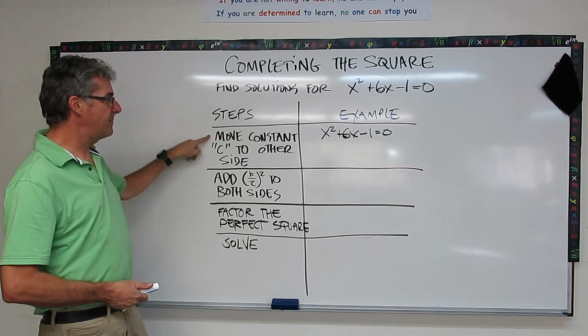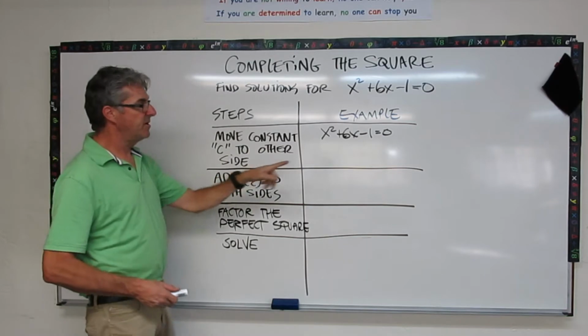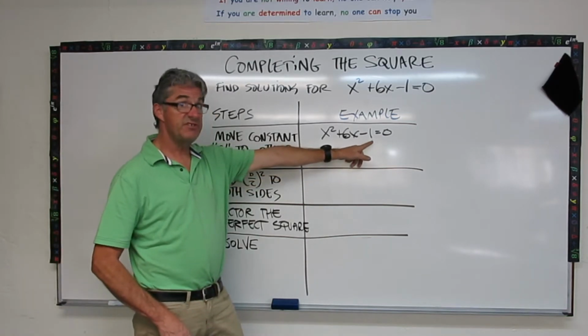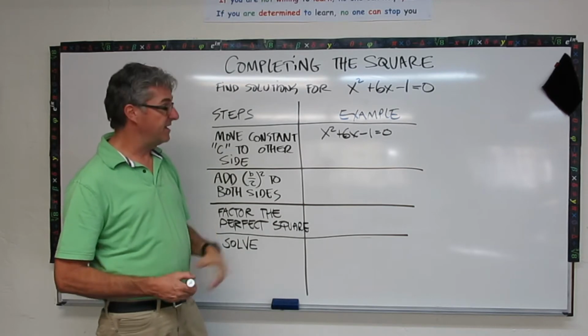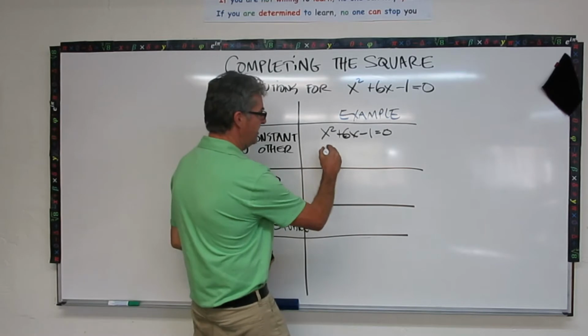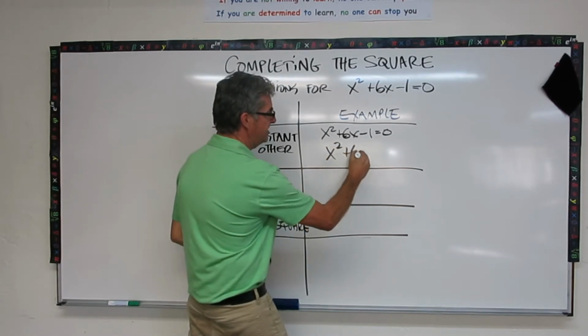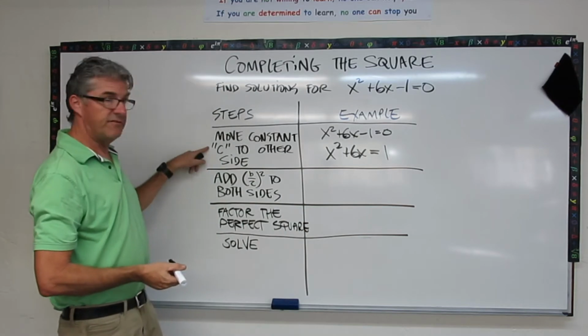What we do, our first step is to move the constant c to the other side. So you remember, c is the term that's just a number, that's why it's called a constant. So we're going to move it to the other side by, in this case, adding 1 to both sides of the equation. That's going to give us x squared plus 6x equals 1. Okay, so I accomplished the first step.